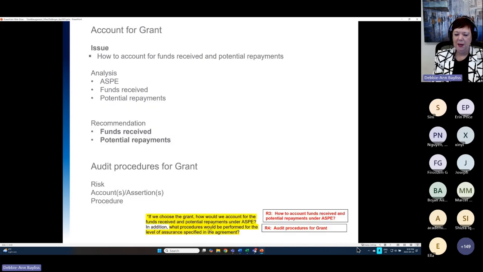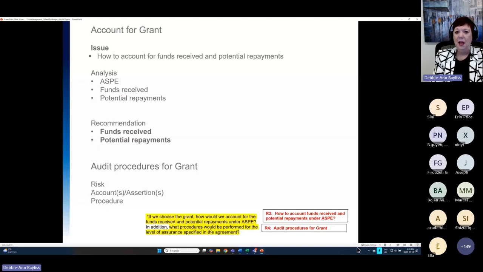So, next paragraph. If we choose the grant, how can we account for the funds received and potential repayments under ASPE? Okay, I'm going to stop there. So right away, I know I have a financial reporting issue. And as soon as you see that, I hope at this point you're thinking I need to use the IGAR format. So I'm going to put that in place.